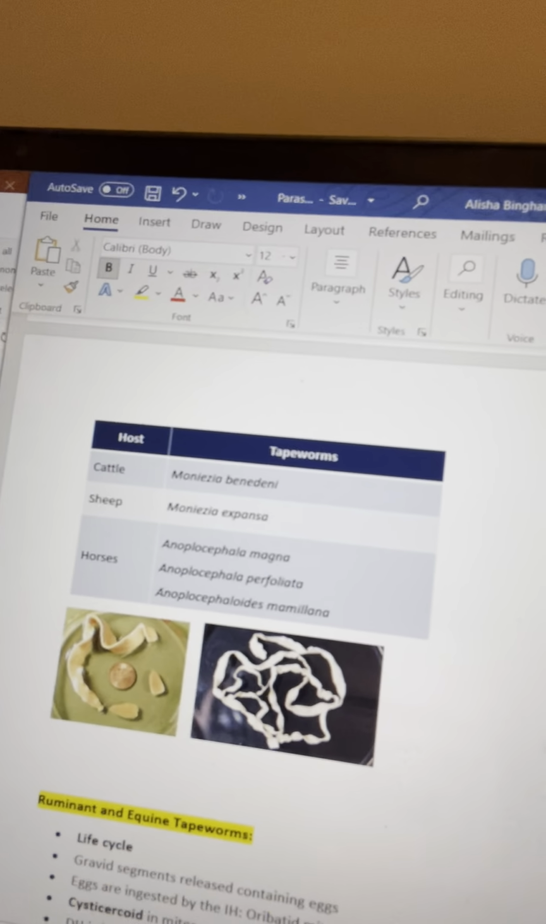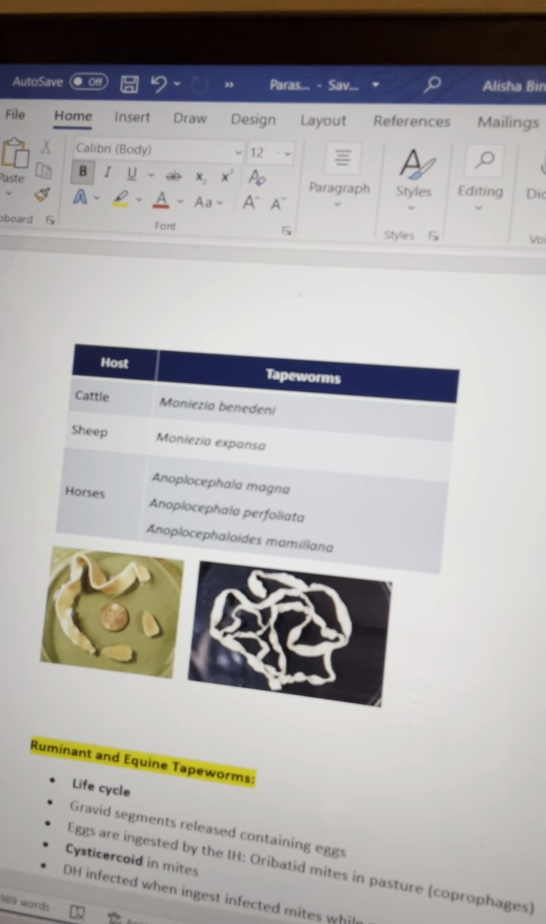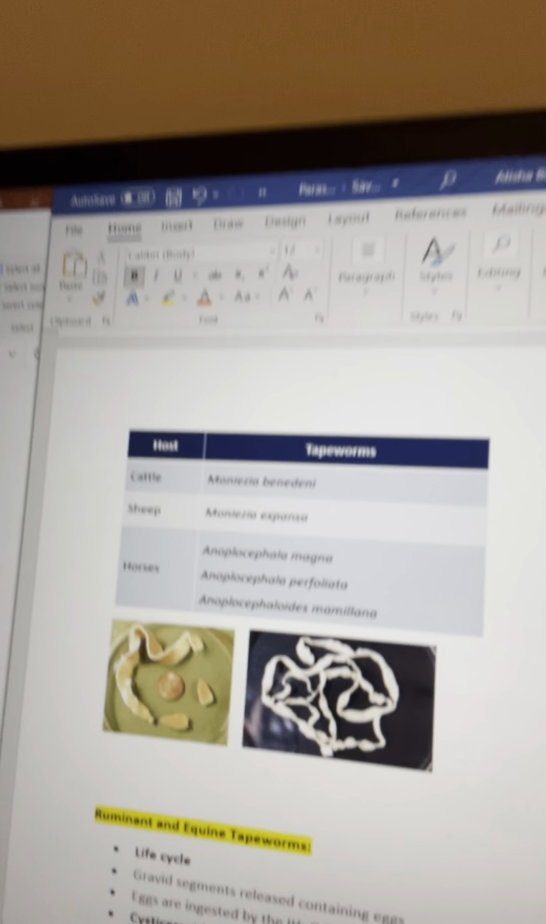So now we're going to get into common ruminant and equine tapeworms. Here we just have to know that cattle and sheep are the Moniezia and horses are the Anoplocephala. So here are the actual names, so I don't want to butcher them for you. So we have cattle here, we have sheep, and then the horse tapeworms.